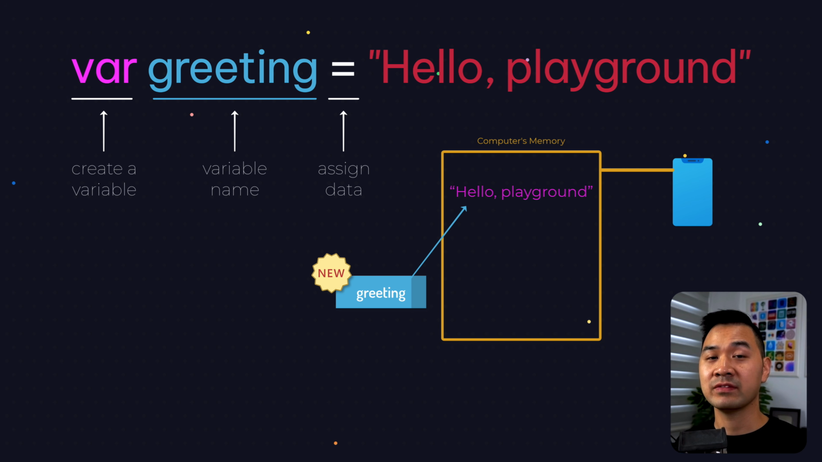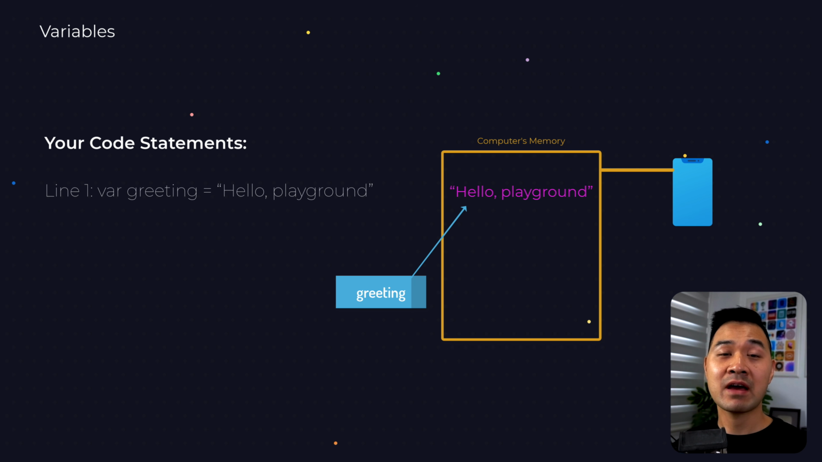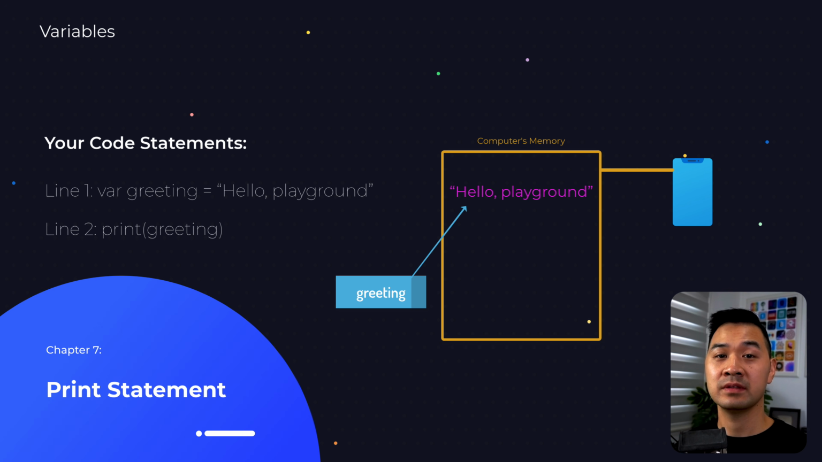So starting from the left, first of all, create a variable named greeting. Next, assign to this variable the piece of text data, hello playground. Now, after this code statement is run, we have a way to refer to that piece of text data in memory. Anytime we want to get access to it, we just have to use the variable name. In this case, that is greeting. In fact, take a look at this second line. This code statement prints out the text data.